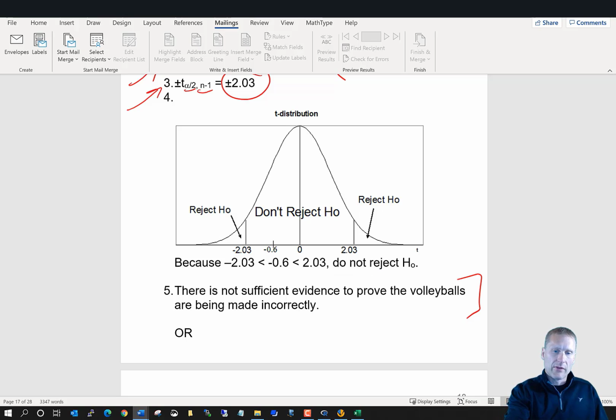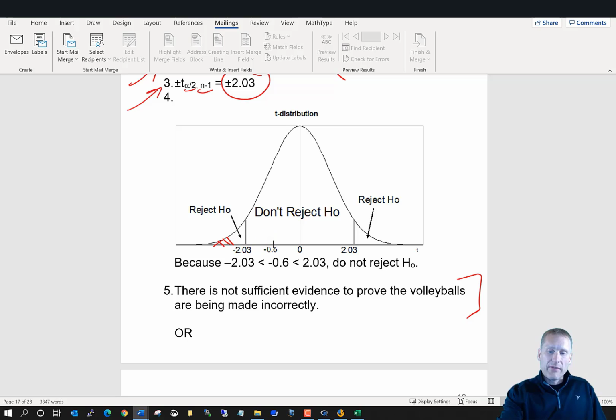Okay, so this is a volleyball example again. So we compare negative 0.6 to these two critical values, so comparing numerical values on the x-axis. Instead, what you could do is calculate the area underneath this curve. That area is obviously bigger than the area to the left of this critical value. So because of that, since this area that we get from our test statistic is bigger, don't reject H0.